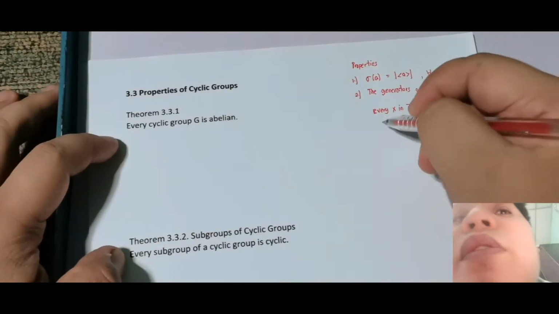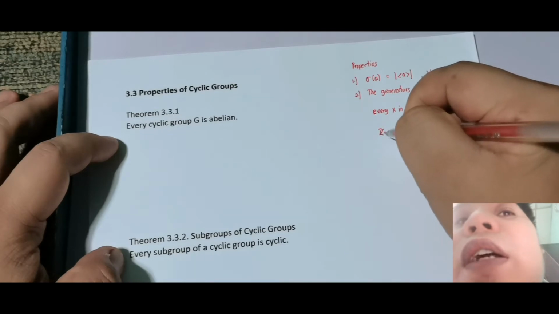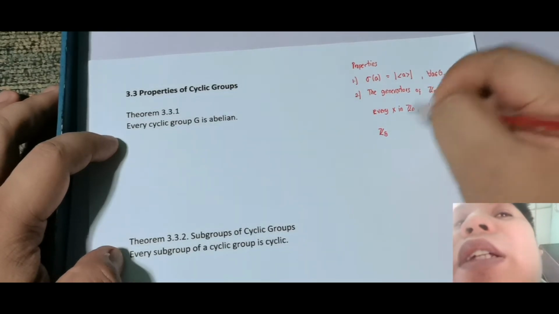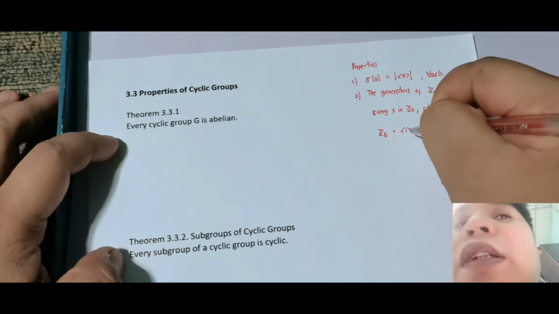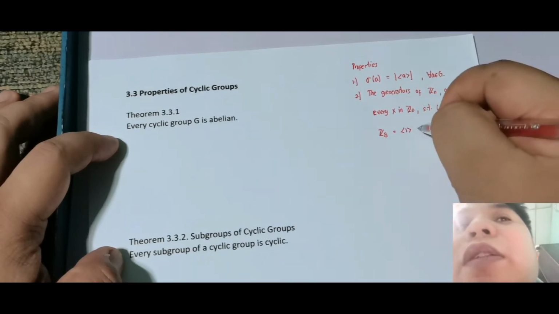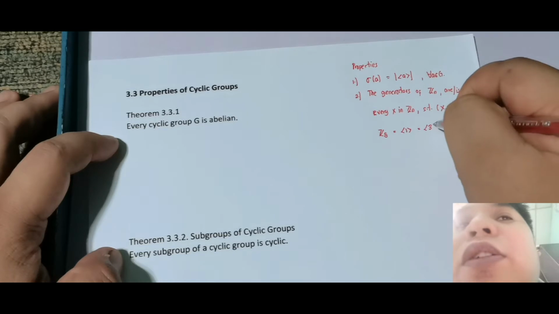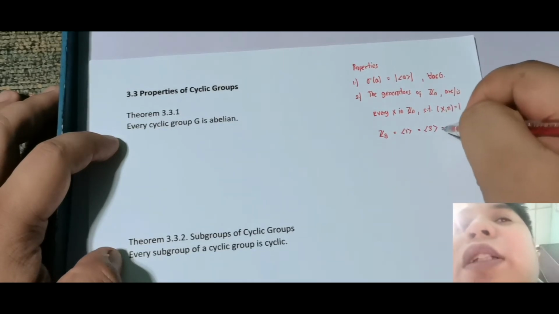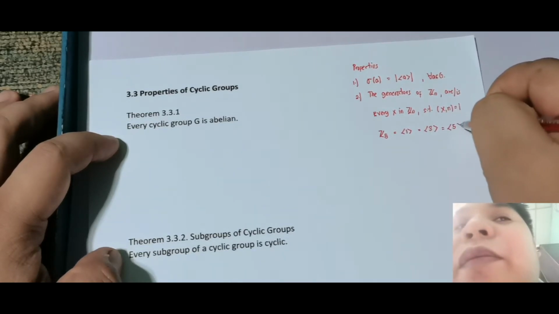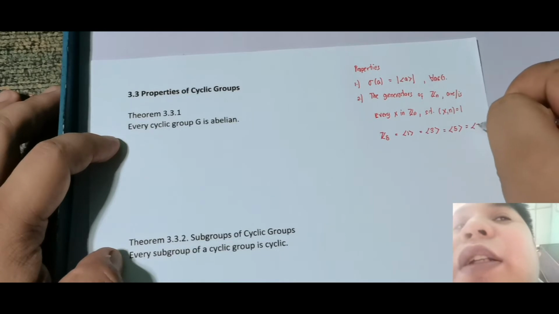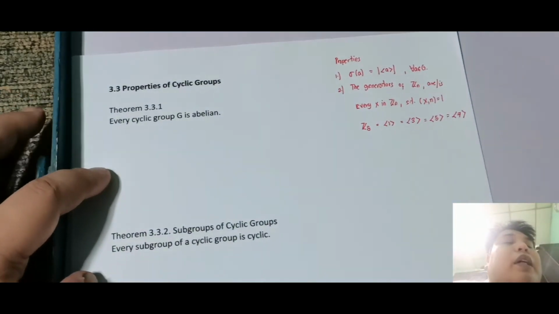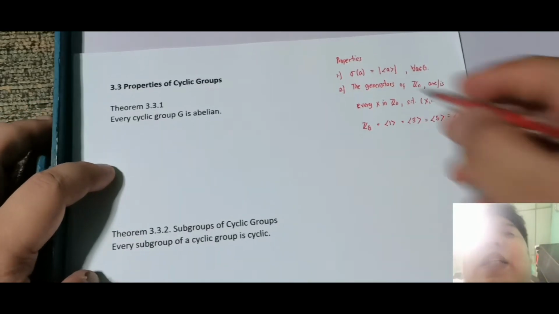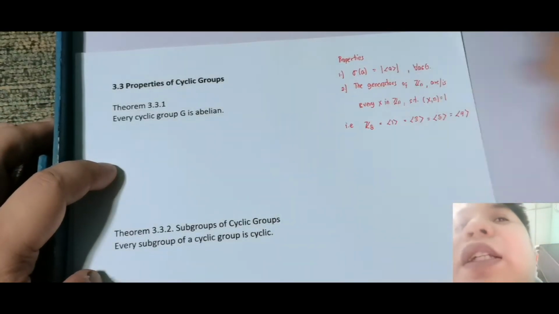For example, you have C sub 8. The generators are 1, because 1 is relatively prime to 8. Second, 3, which is relatively prime to 8. Next is 5, then 7. So the generators are 1, 3, 5, and 7.